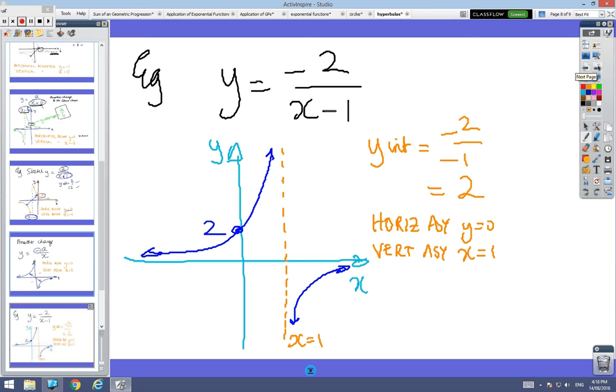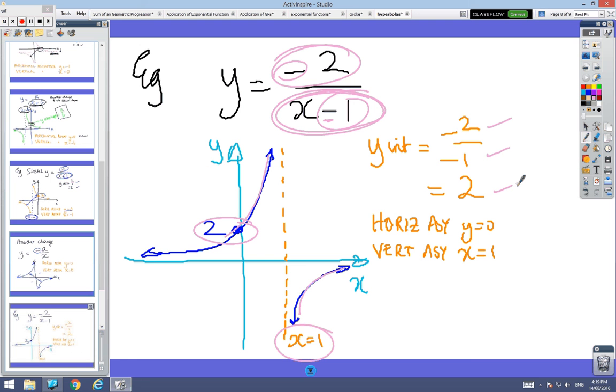Nope. So we've got an example to do. So we've got -2 over x minus 1. Okay, so we've got a change on the bottom, so we take the opposite number, so we push it across to x equals +1, and because it's a minus, it's going to be in these two areas. It's going to have an x-intercept, so we just do -2 over -1, which is +2. Okay.